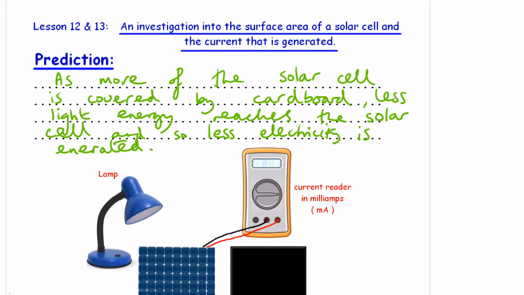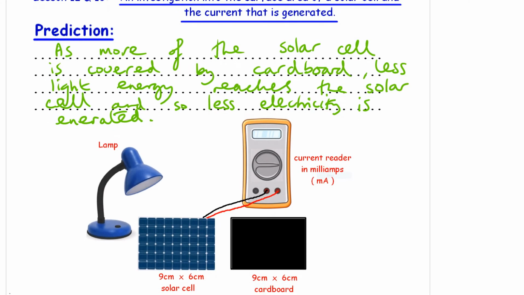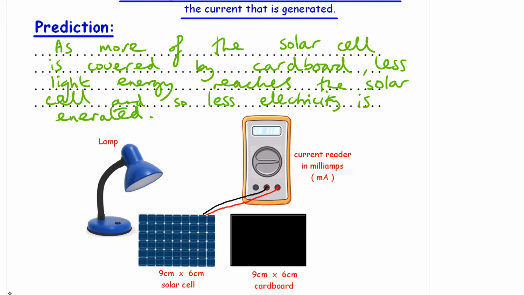Yes, this investigation into the surface area of a solar cell and the current that it generates. What we're going to do is this piece of cardboard here, we are going to move this way and it's going to start to cover this solar cell. And the prediction that we've made is, as more of the solar cell is covered by the cardboard, less of the light energy from the lamp reaches the solar cell, this thing here, and so less electricity is generated, and so the current in milliamps will go down.